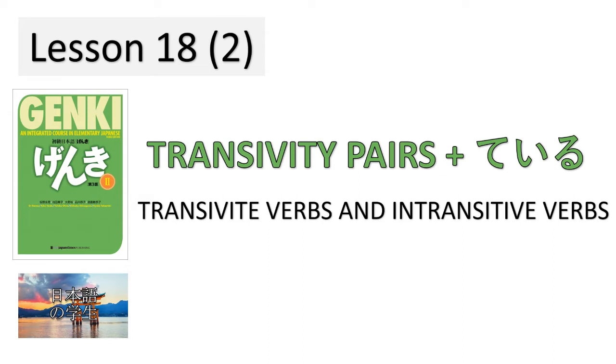In the last lesson, we learned the basic transitive and intransitive verbs in Japanese. Now we're going to learn what will happen if we add the iru in the te form of the transitive verb and intransitive verb. We have already discussed the te iru form in lesson 7 in the first book of Genki.